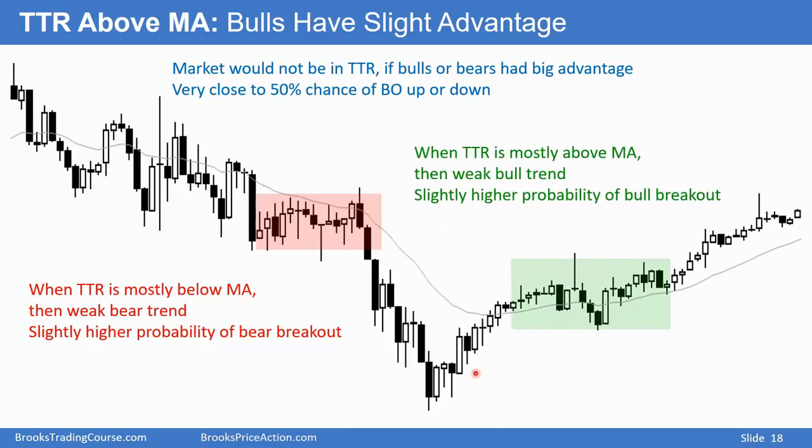Opposite is true here. We have a reversal. Most of the bars are above the moving average. It's a tight trading range, so the probability of a bear breakout is almost as high as for a bull breakout, but because most of the bars are above the moving average and we've had a reversal up, the bulls have a slightly higher probability, but not a big advantage. If they had a big advantage, the market would not be going sideways. It would be going up and up strongly.